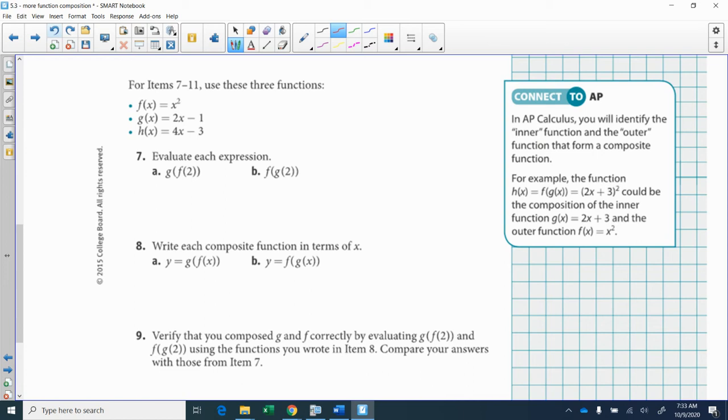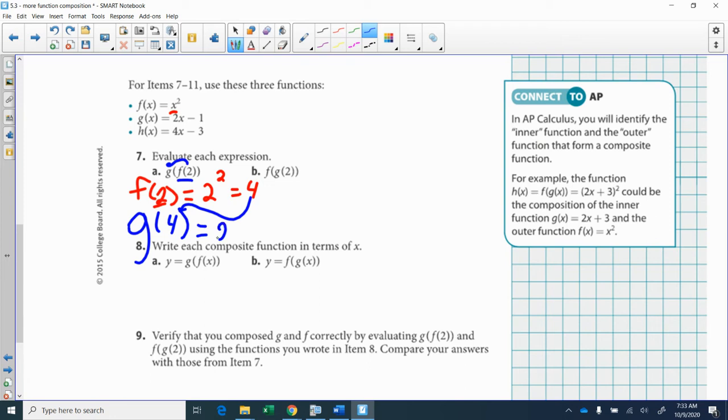In letter A here, they give us g of f of 2. Okay? So the first thing I want to figure out is, what is f of 2? Well, x squared is f of 2, so I'm going to plug 2 in for the x. That comes out to be positive 4. So notice how I use the x squared equation and I plug 2 in for the x. Well, now, because I got the answer of 4, I'm going to plug in g of 4. So my inside value I solved, and whatever I got, I plug into the outside value.